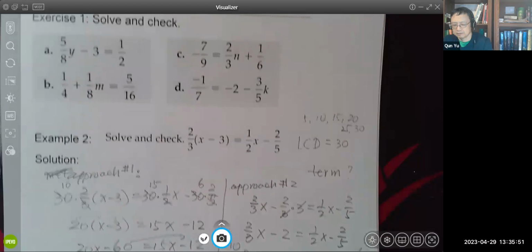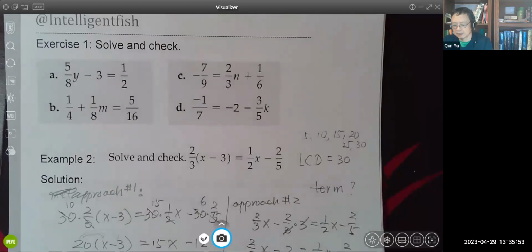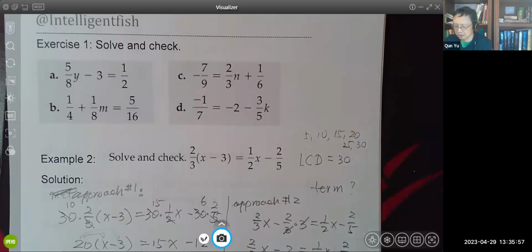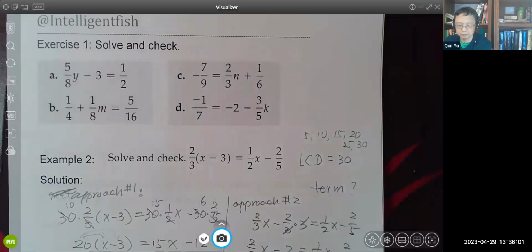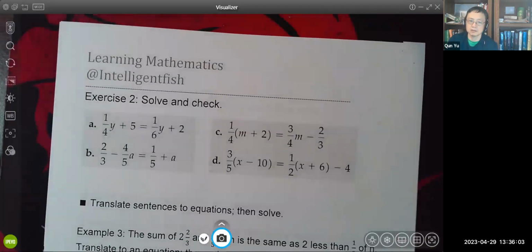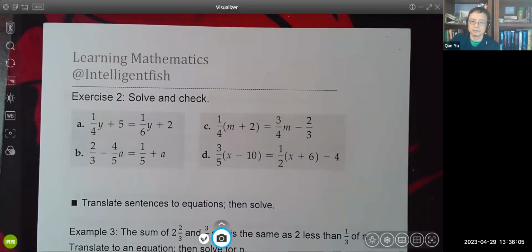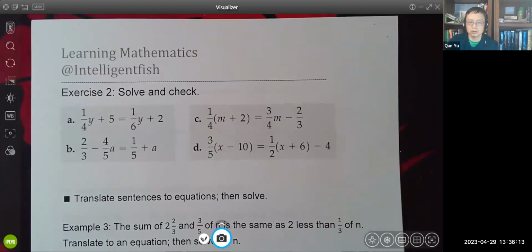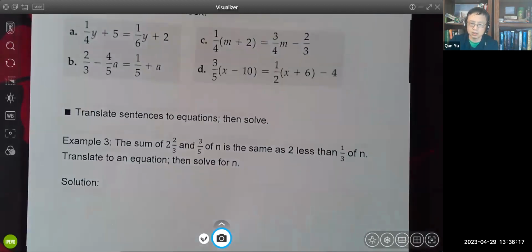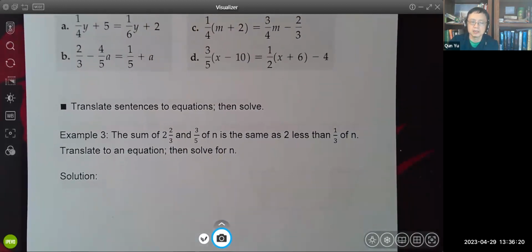Okay. Now let's look at the next page. I guess you have an exercise slide first. Yep, that's the second exercise set. Okay, now let's look at our next topic. We're going to translate the sentence to an equation, then solve. In other words, this sort of application problem.